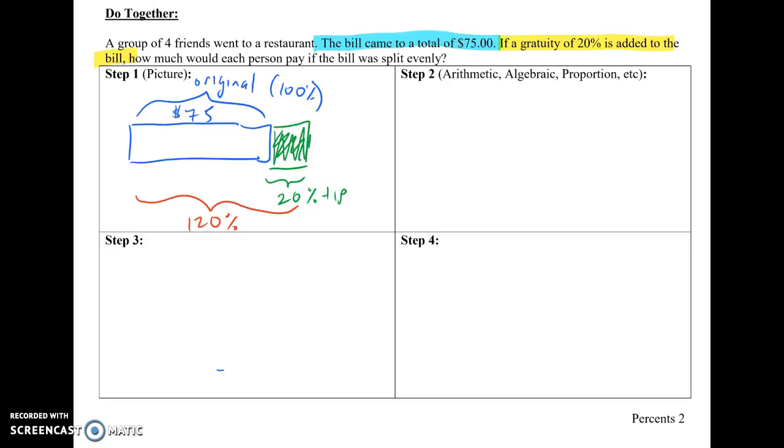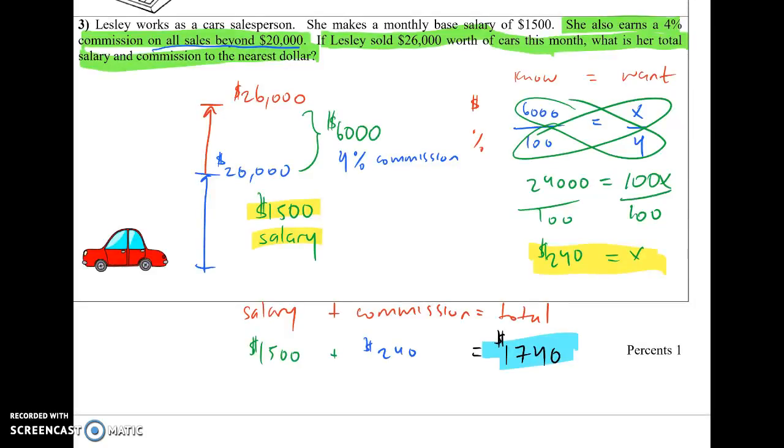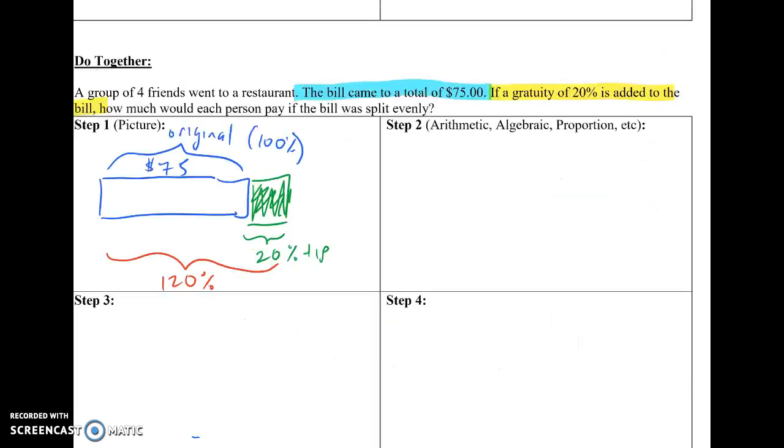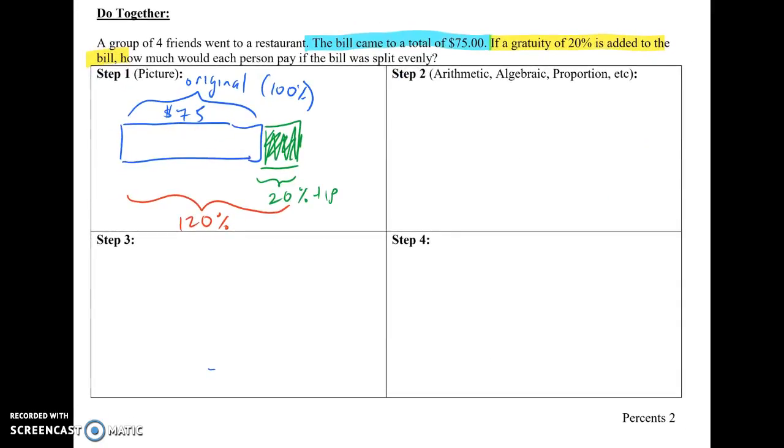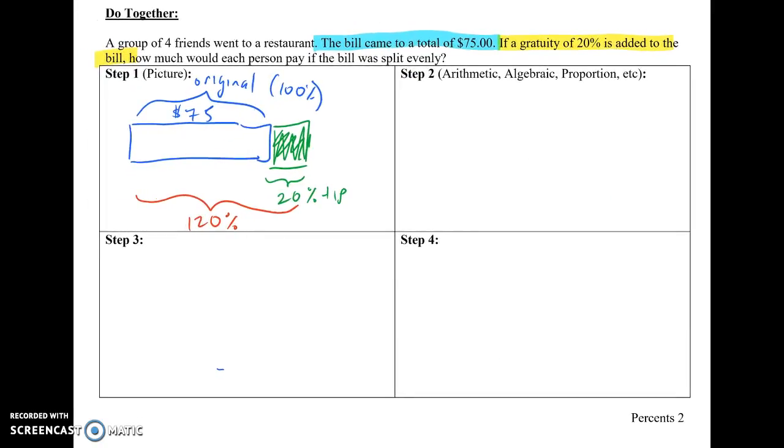Alright, so step 2 is to calculate what this 20% tip actually is. We're going to do that using a proportion. We could use any method really, but I'm going to use a proportion. If you remember how we set up our proportion, it is what you know equals what we want to know. And remember, we have to keep our units in the correct place. So I'm going to write that here to help me out.